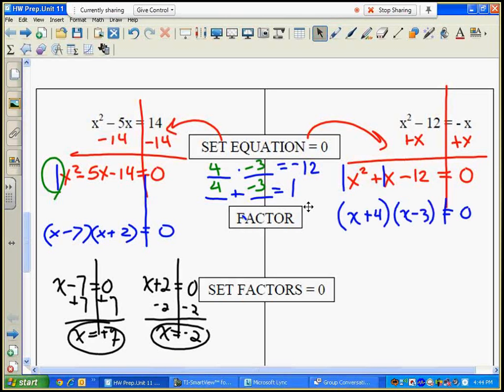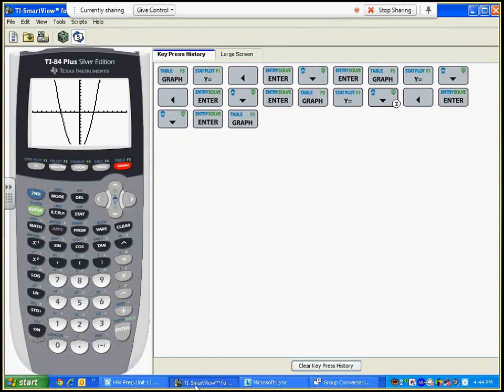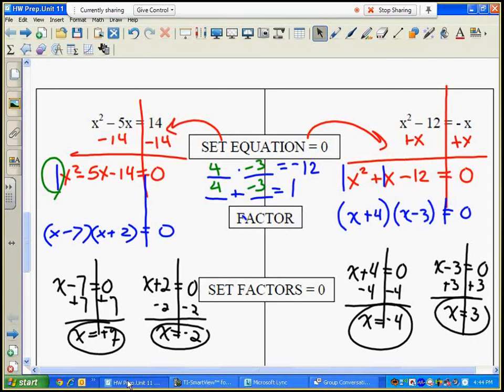Okay. There's our 0 product. Let's set each one of these factors equal to 0. So x plus 4 is equal to 0. X minus 3 is equal to 0. Quick little one-steppers. X is equal to -4, and x is equal to 3. Quick little glance back at our calculator. -4 and 3 is what we needed. We're feeling pretty good.